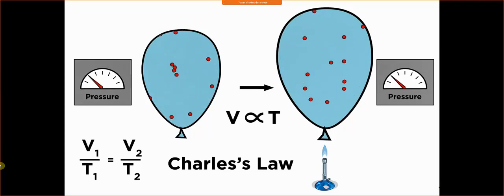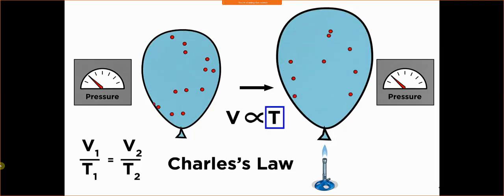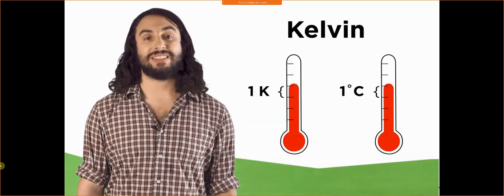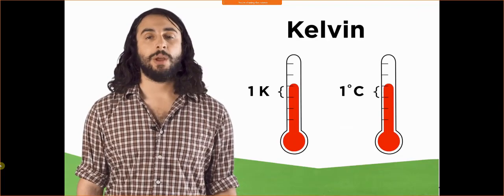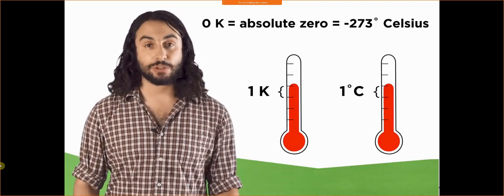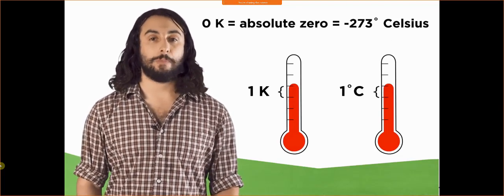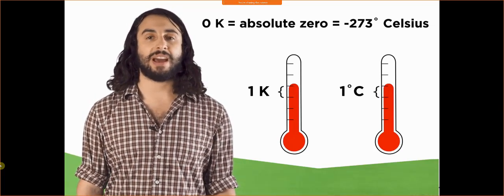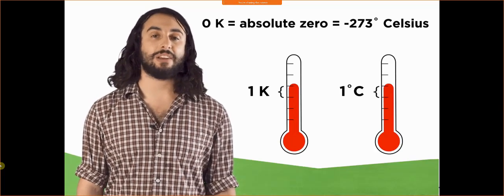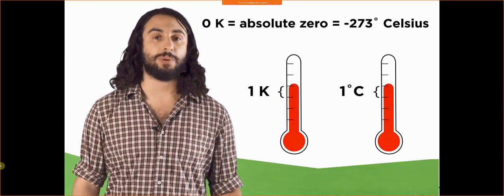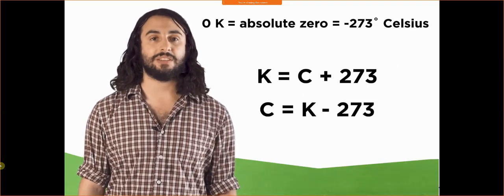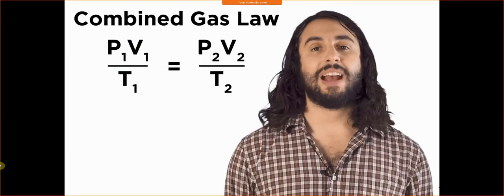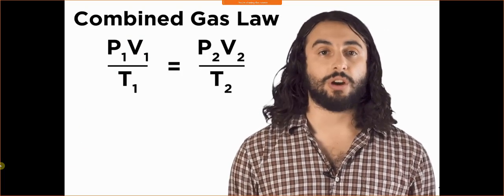When we do calculations with temperature, we must always use an absolute temperature scale called the Kelvin scale. 1 degree Kelvin is the same magnitude as 1 degree Celsius, but 0 Kelvin is absolute zero, the lowest temperature possible, a complete absence of heat energy. This helps us avoid weird mathematical issues that would arise if we were doing a calculation involving a negative or 0 temperature. To get Kelvin from Celsius, just add 273. To go the other way, subtract. The combined gas law is like a combination of Boyle's and Charles'.